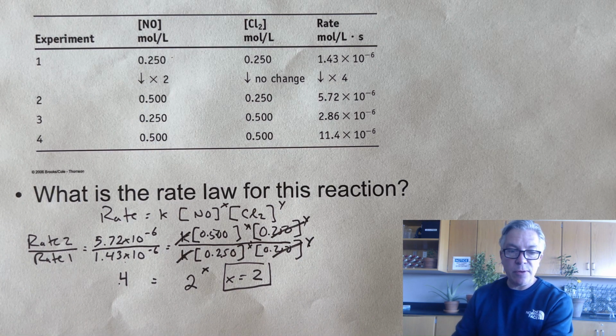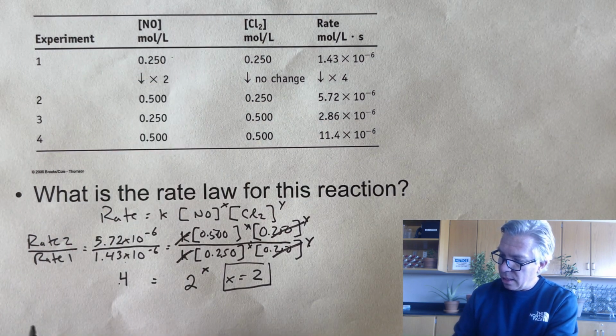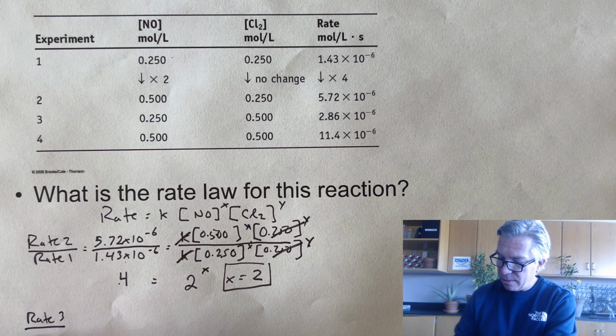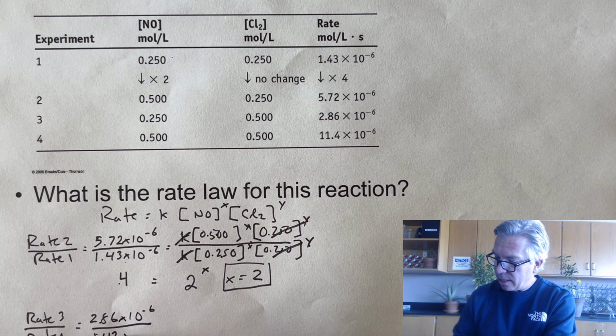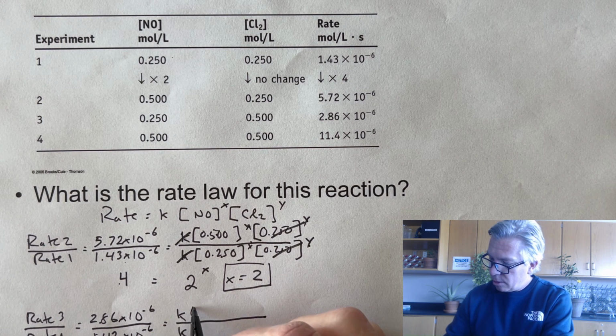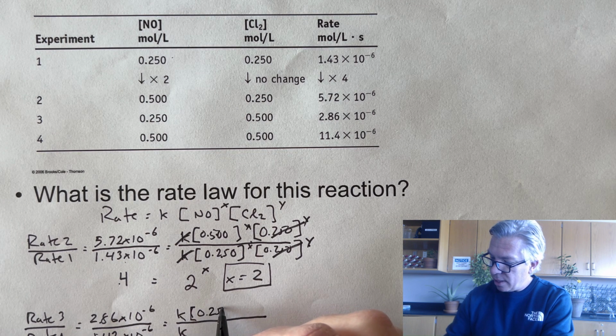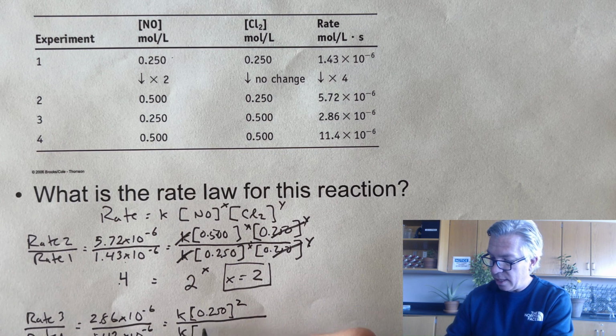Okay, so if you found out that this is a first order with respect to chlorine, then congratulations. I'm going to do rate 3 over rate 1. I always like to keep the bigger rate on the top, just keeps the math easier. So 2.86 times 10 to the minus 6th over 1.43 times 10 to the minus 6th is equal to the constants, which are going to cancel. The 0.25, which now I know is raised to the second, but that's going to cancel anyway. Okay, I put that in.